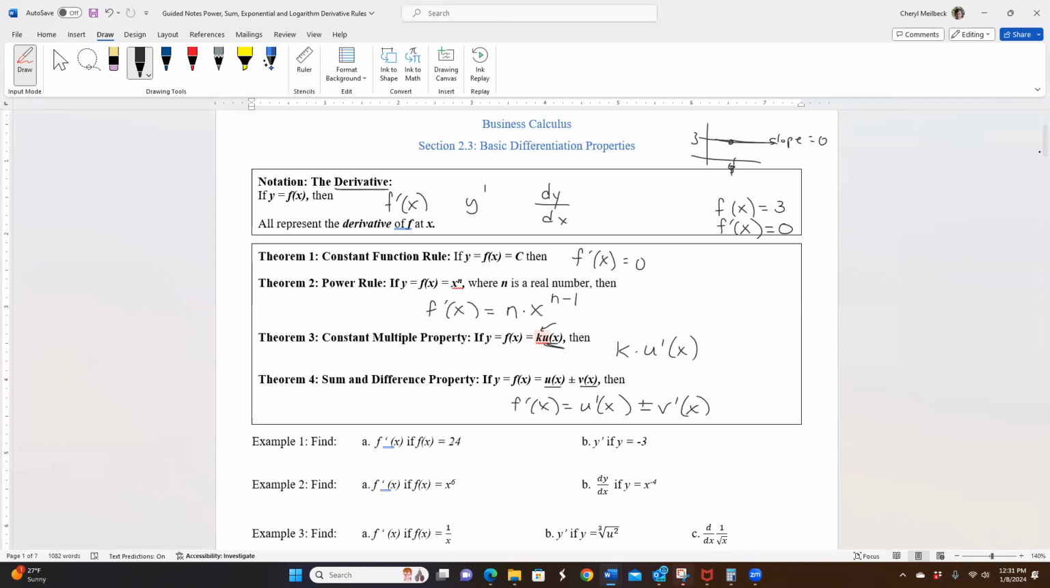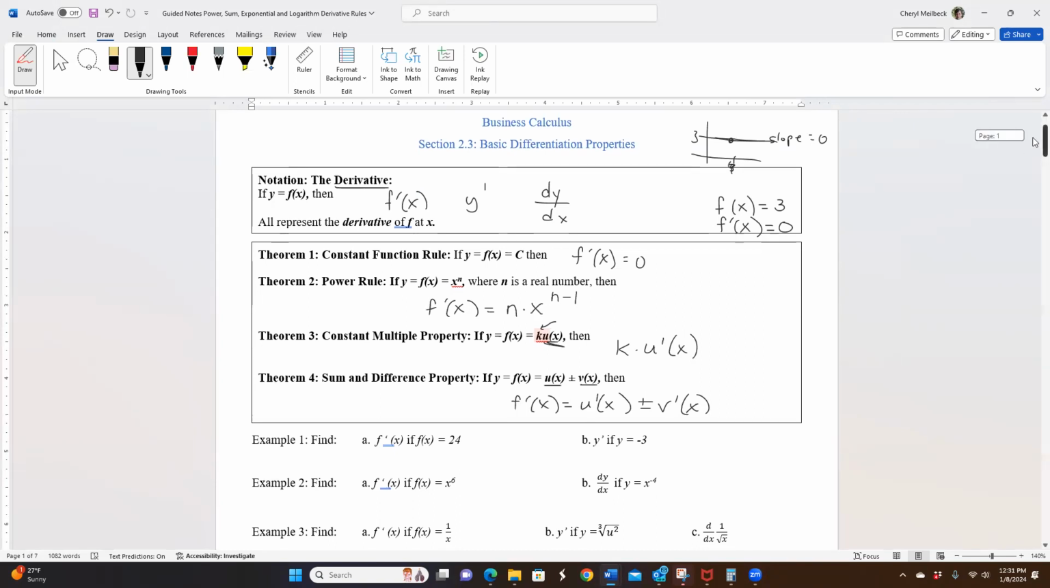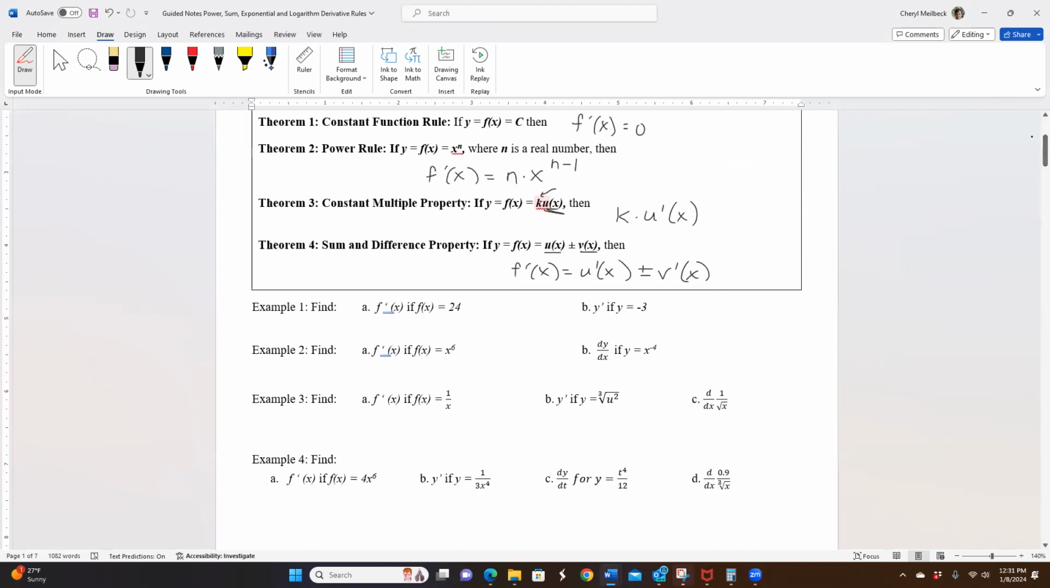Let's make these make sense by doing some examples. If we look at number 1A, it says find the derivative if f of x is 24. Well, we learned from our constant function rule that the derivative here is just going to be 0. So the derivative of a number is 0. Similarly here, y prime is asking for the derivative of y equals -3, so that will also be 0.